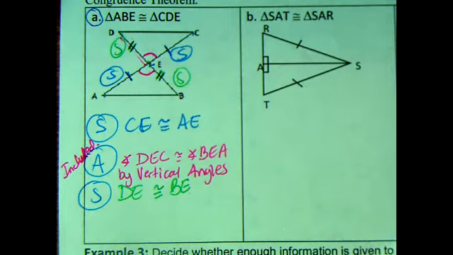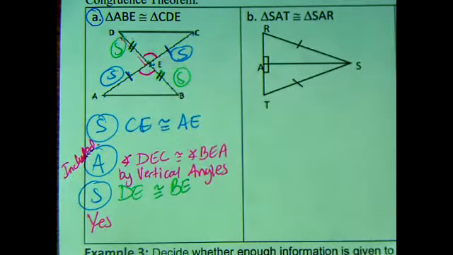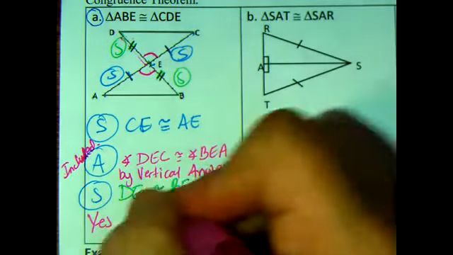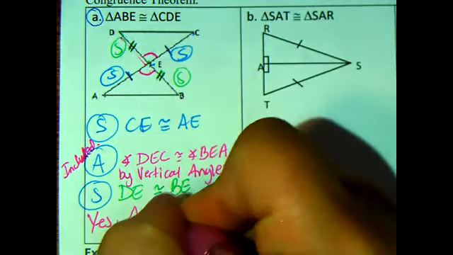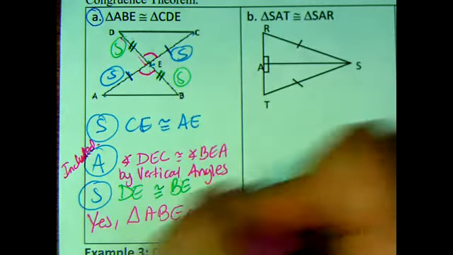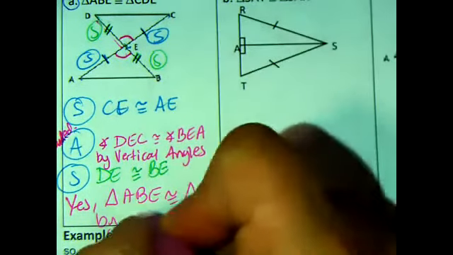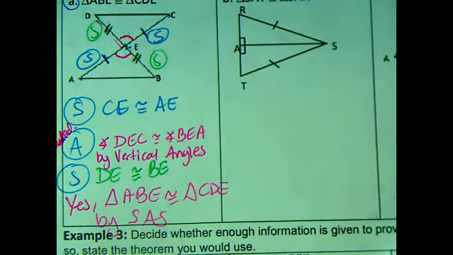Okay. So in this case, yes, there is enough information. So we can say triangle ABE is congruent to triangle CDE by the side angle side theorem.